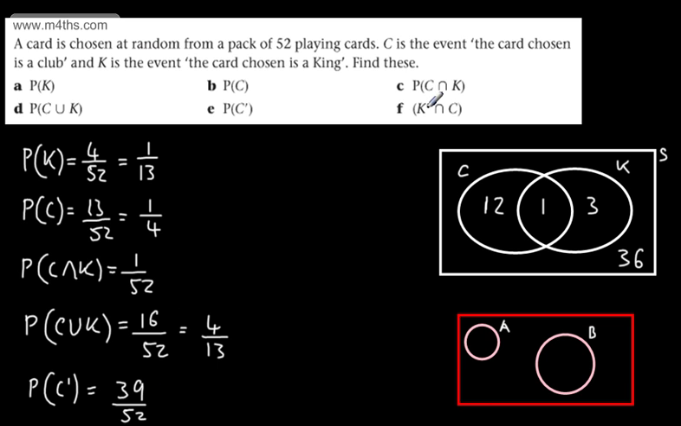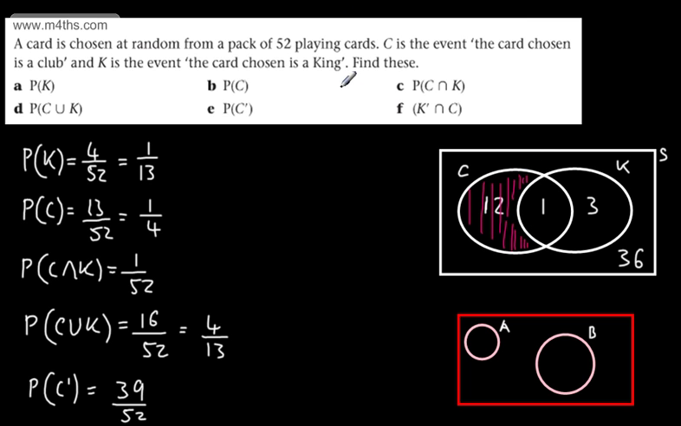Not a king and a club. So if we consider this, it's not a king and it's a club, well, what we're going to have is 12. This part right here is the one that we're looking for. If I just go ahead and shade that. So this is the part that we want. It is a club, but it's not a king.